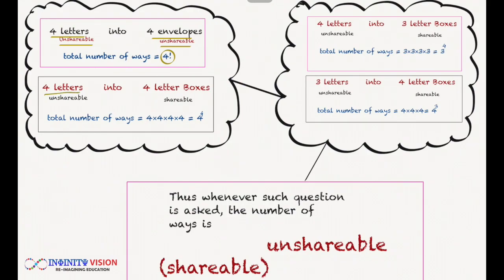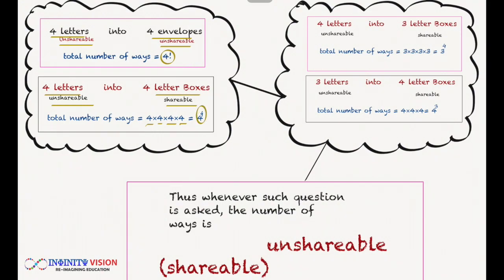Let's say we have to post 4 letters into 4 letter boxes. Here we know letters are unshareable and boxes are shareable. So each letter has 4 choices. Letter 1 can go into one of the four boxes, so it has four choices. Letter 2 also has four choices. Letter 3 also has four choices. Letter 4 also has four choices. So the power of choice is with the number of letters. So the answer is going to be 4 to the power 4.